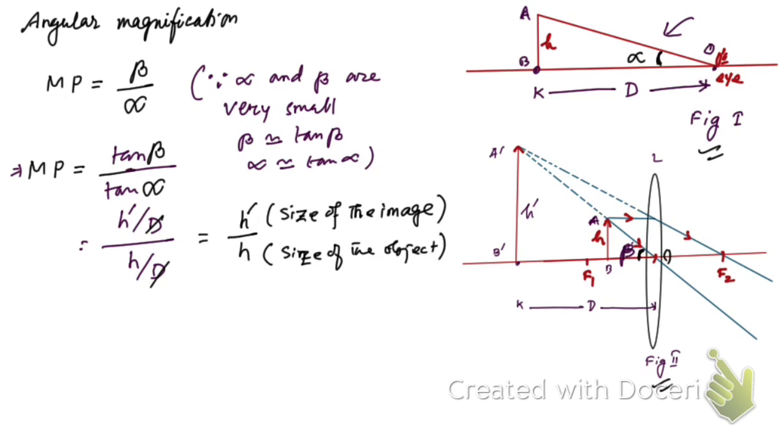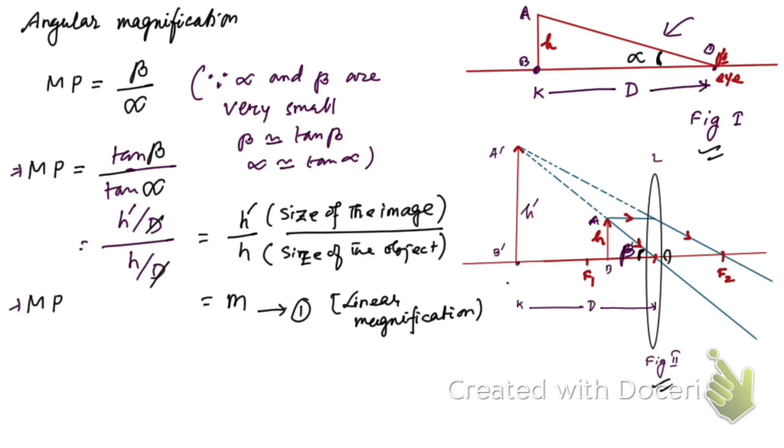The ratio of the size of the image and the size of the object is nothing but the linear magnification. Let it be small m. This is equation number 1. This is equal to linear magnification. Let me write it properly: linear magnification. Now you see, what we have got is that MP, the angular magnification, is equal to m. This is equation number 1. So this h dash by h is nothing but m, right? Hope you have understood this.